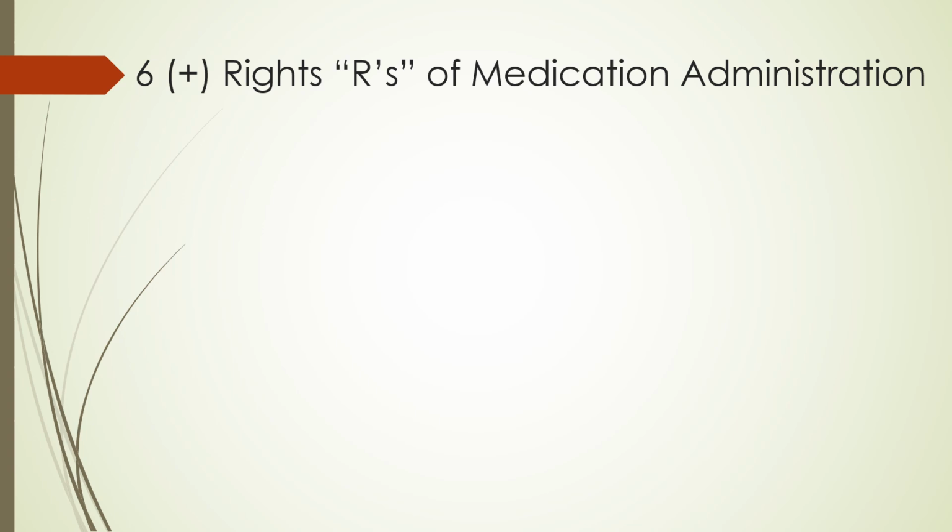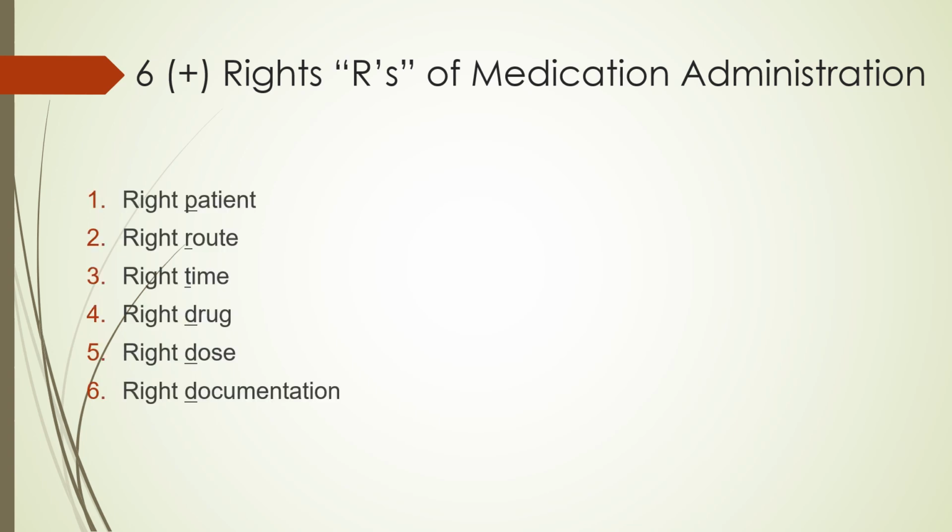After we check our MAR for accuracy, and while we do our 3 checks, we're focusing on the 6 rights of medication administration. There are more than 6, but everyone likes the number 6, so we still say it. When we do the checks for medications and using the 6 rights, we're checking to make sure we are giving the right drug to the right patient at the right time, by the right route, the right dose, and we're doing the right documentation.